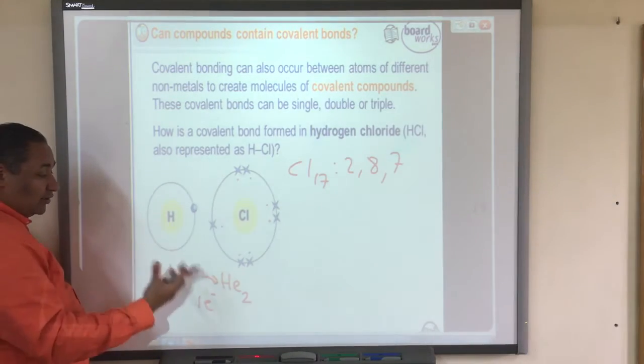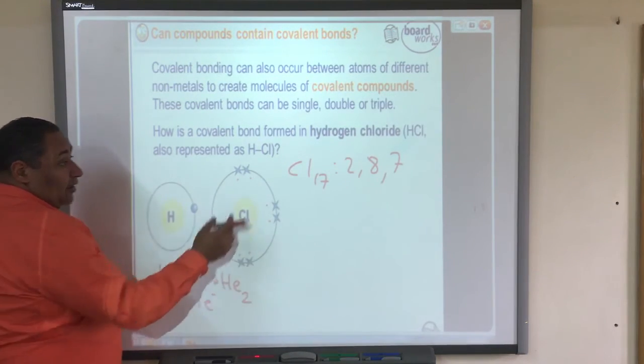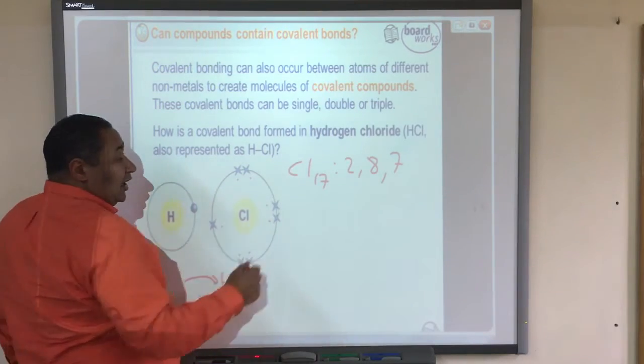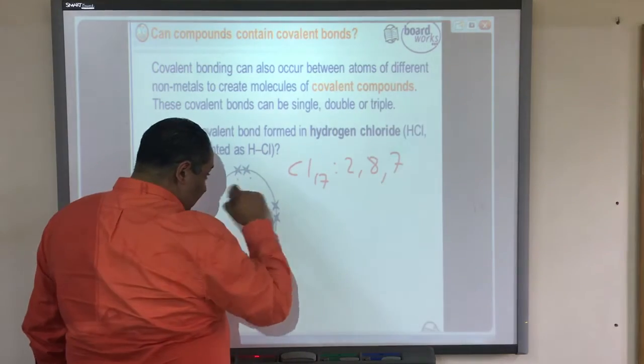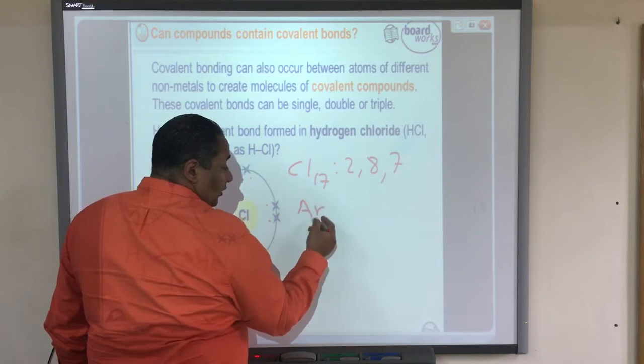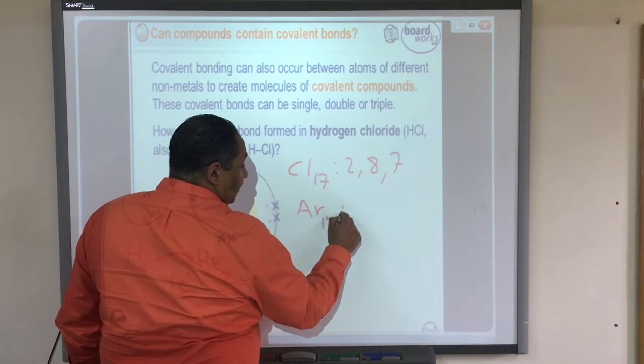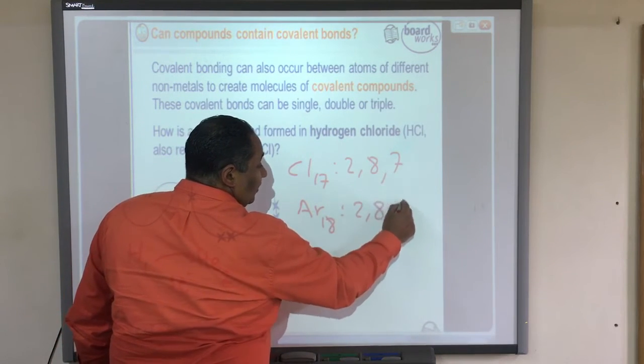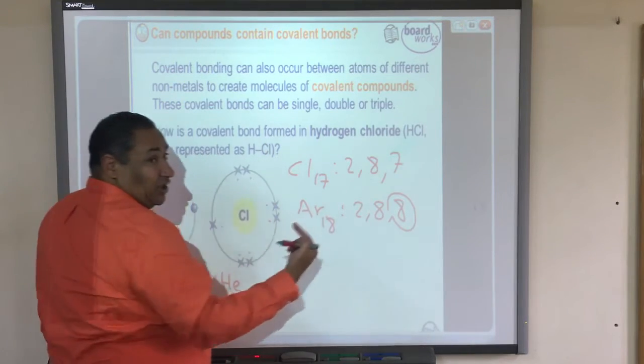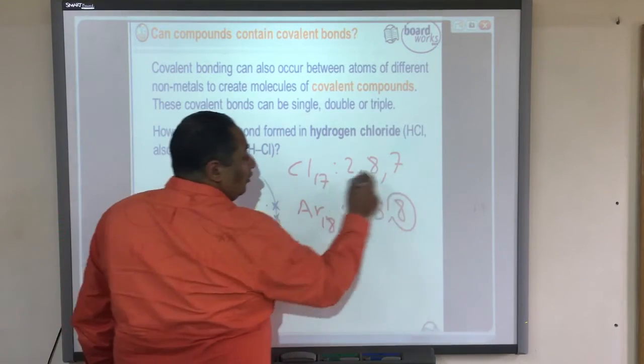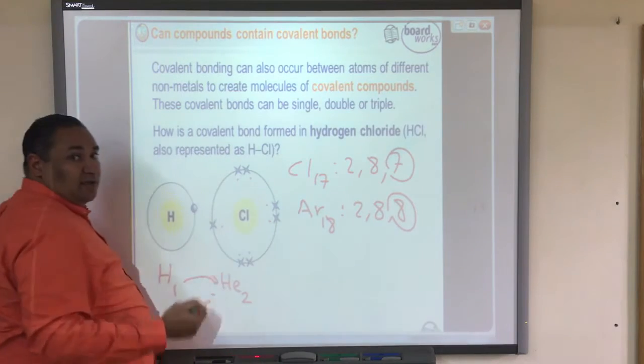It needs 1 electron to look like helium. Here, 2, 8, 7, and the nearest one here is argon. They are another inert gas, 18. The structure is 2, 8, 8. Last shell has 8, perfect structure. Chlorine wants to be the same, has only 7, needs 1.